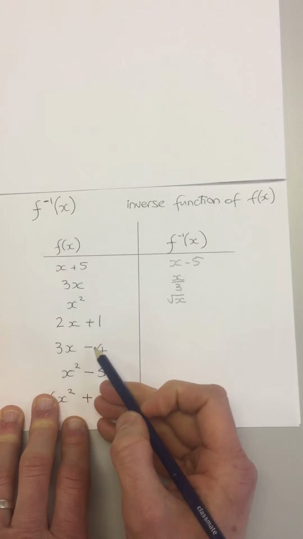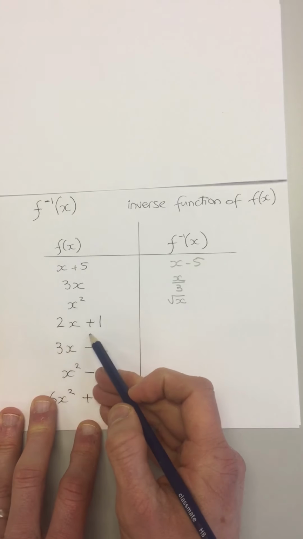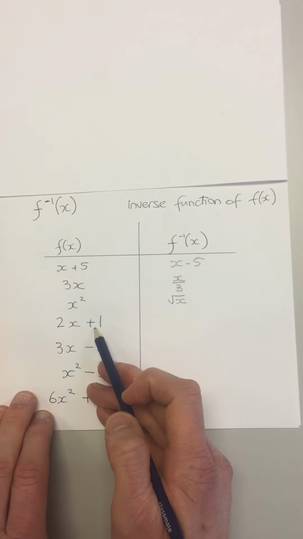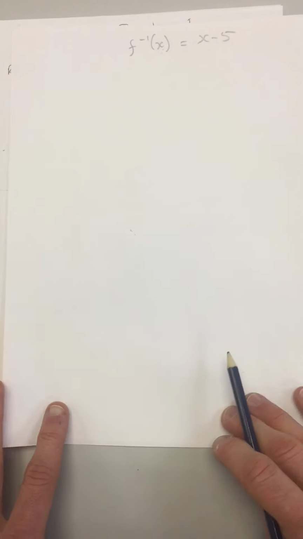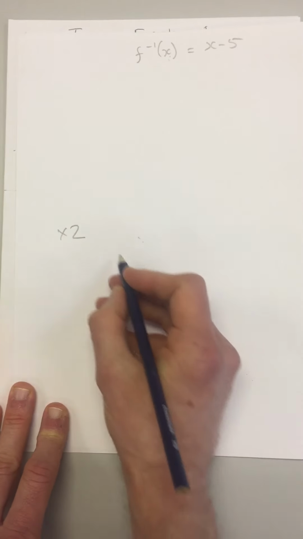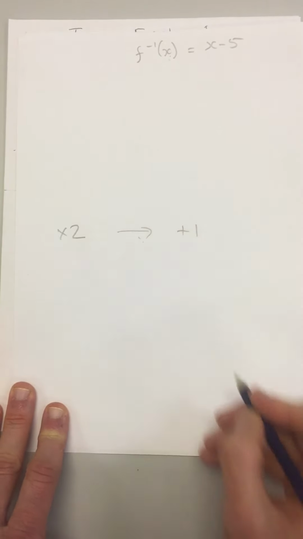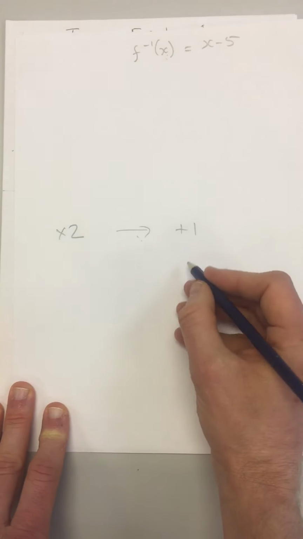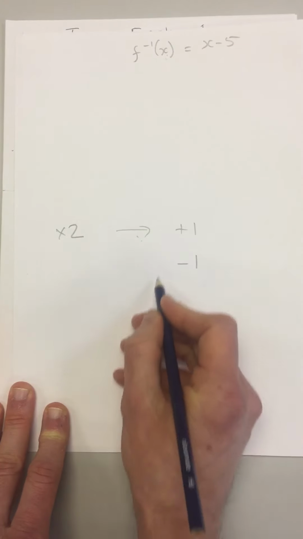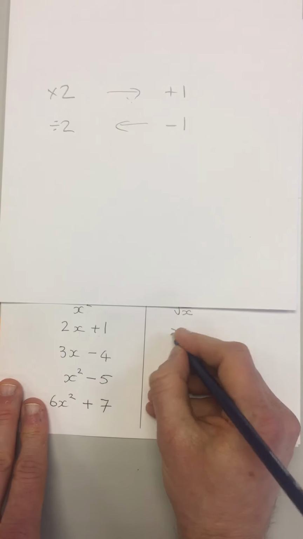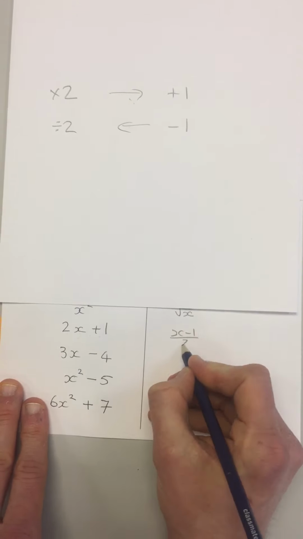Now, getting a little bit more complicated because we've got two things going on here. We are timesing the x by 2 and then adding 1. So it's sometimes useful to write these down in terms of a flowchart. So I'm timesing by 2 first, and then afterwards I'm adding 1. So if I'm going in reverse for the inverse, I want to subtract 1 first, and then divide by 2. So I would write that as x minus 1 divide by 2.